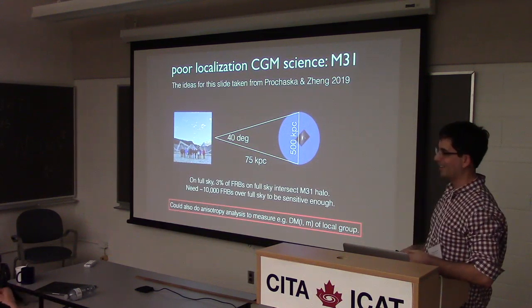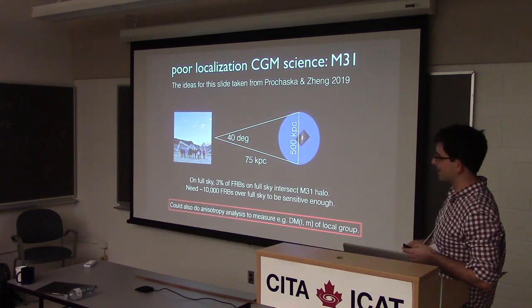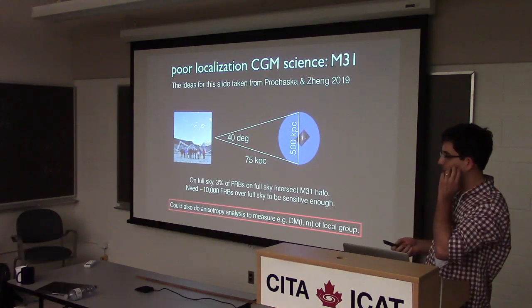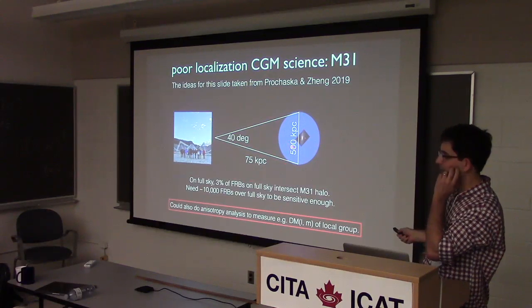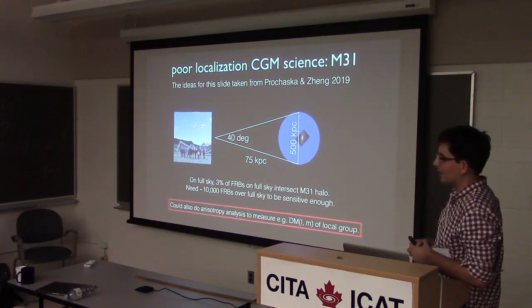So what is the DM of M31? It should be something like 100. Yeah, it depends on the model. So the DM across the top half, yeah, something like 100.